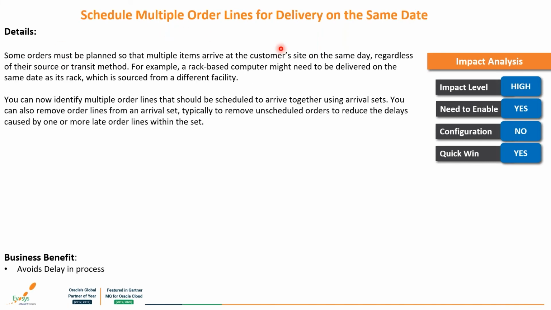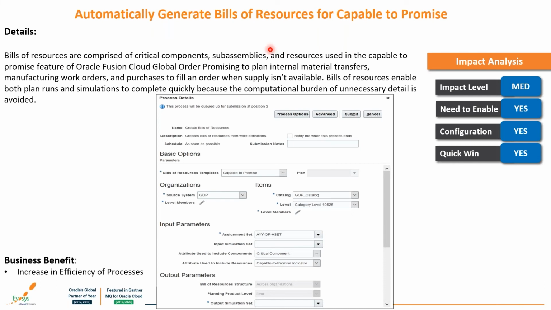The other option which we can then start using is automatically generate bills of resources for capable to promise. This is an ESS job, which is create bills of resources, and based on the parameters which are mentioned, the resource template would be capable to promise. Anything which is falling under this capable to promise, it will automatically create the bills for such resources.